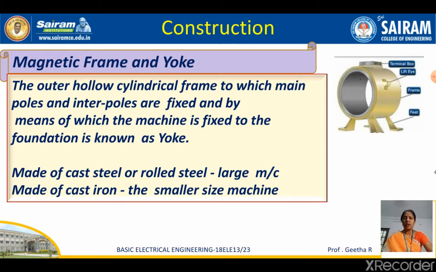The outer hollow cylindrical frame to which main poles and interpoles are fixed, and by means of which the machine is fixed to the foundation, is the yoke. It is the outer frame to which the poles are fixed, and the machine is installed or fixed to the foundation using this yoke. It is made up of cast steel or rolled steel for the large machines, and made up of cast iron for the smaller size machines.